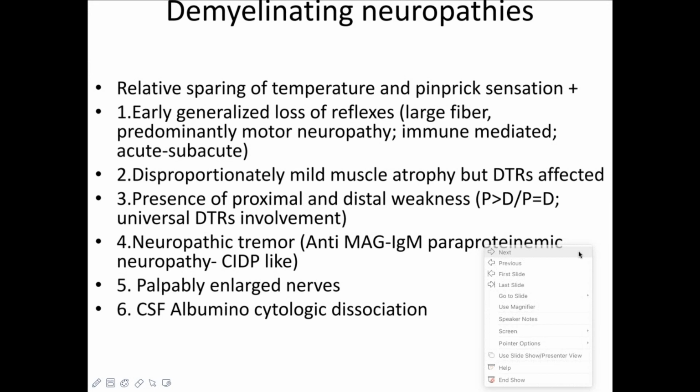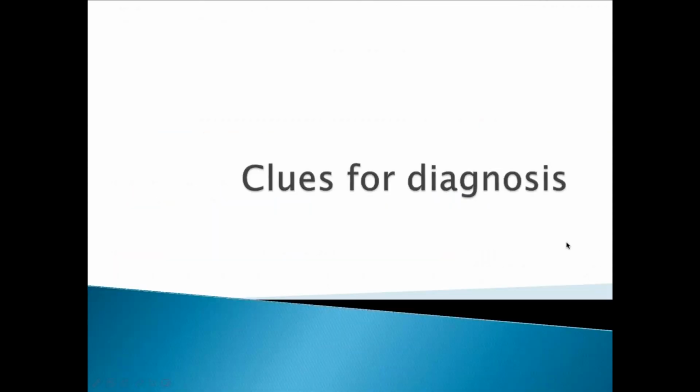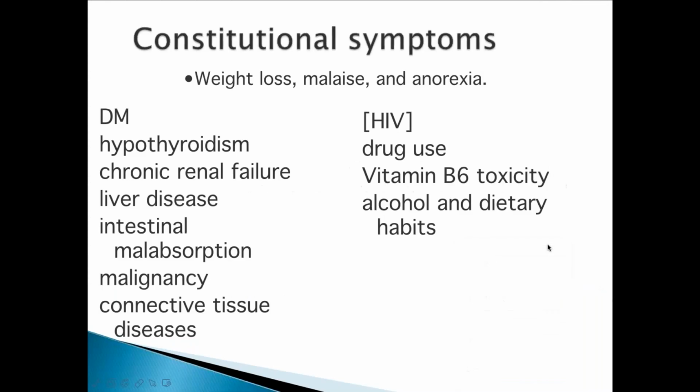So these are the patterns I will like to discuss at the end. There are 9 patterns, but I won't confuse you. Let's start looking for clues for diagnosis. So the patient comes to you with constitutional symptoms of weight loss, malaise, and anorexia. You are a very good physician, I must say. You take a very good history of all the reversible causes.